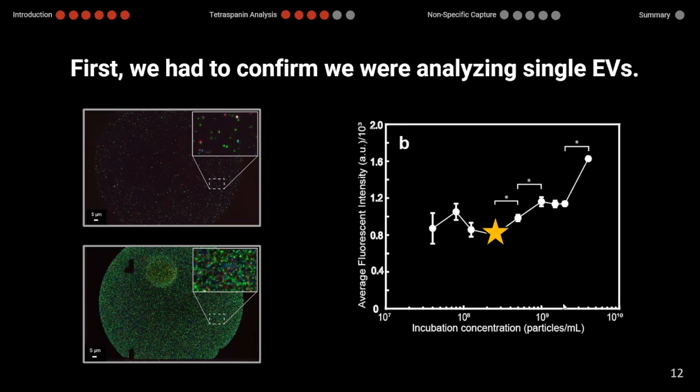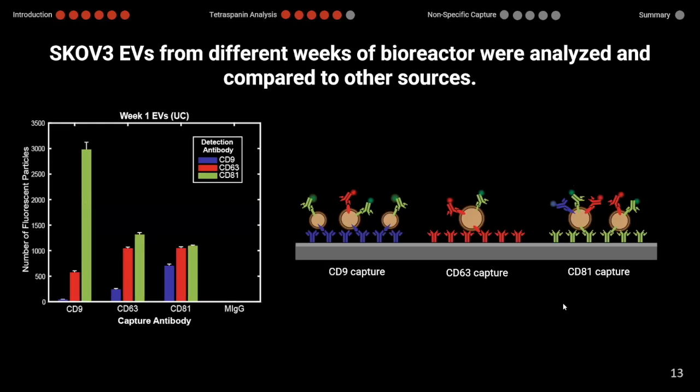So now that we had this value, we started looking at the actual protein expression profile of these EVs that were captured. Here is the sort of data that you get from this instrument. I'm going to go through this a little bit slowly because I know it is rather dense data. On the x-axis here, you get the capture spot, so which of these tetraspanins the EV was captured by.